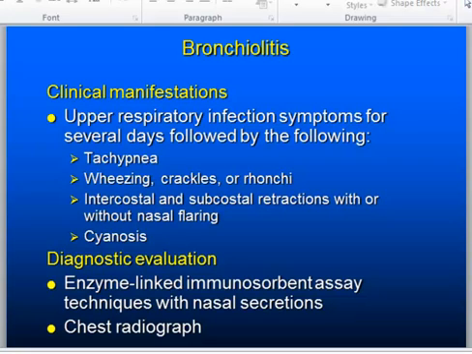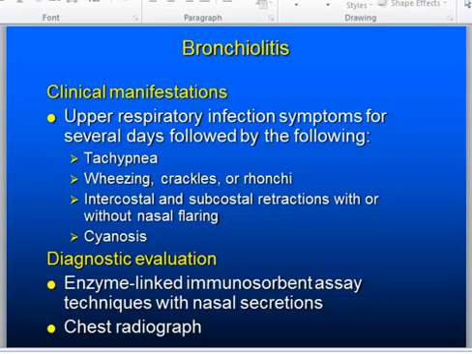Under clinical manifestations, you usually have a mild upper respiratory infection that precedes the development of bronchiolitis. You'll have a serous nasal discharge or drainage, sneezing, low-grade fever, and anorexia usually present for several days, followed by the onset of acute respiratory distress manifested by the following signs and symptoms: tachypnea, respiratory rates of like 60 to 80 breaths per minute, tachycardia, heart rate more than 140 beats per minute, wheezing, crackles or rhonchi, intercostal and subcostal retractions with or without nasal flaring, and cyanosis.